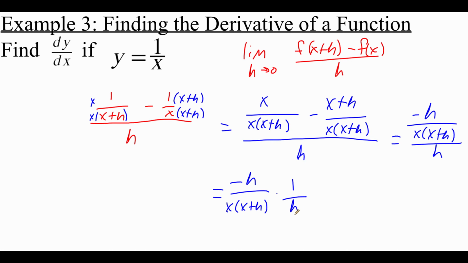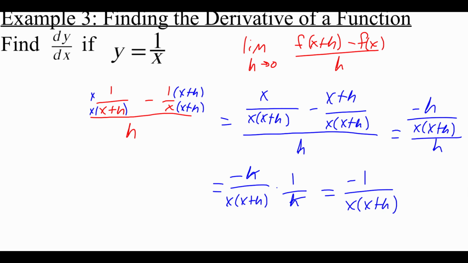And then I can see some canceling happening in there because we've got this h showing up on top and on bottom. So I'm going to cancel out those h's, but be careful so you don't lose your negative. When you multiply these together, your numerator becomes negative 1 over x times x plus h.